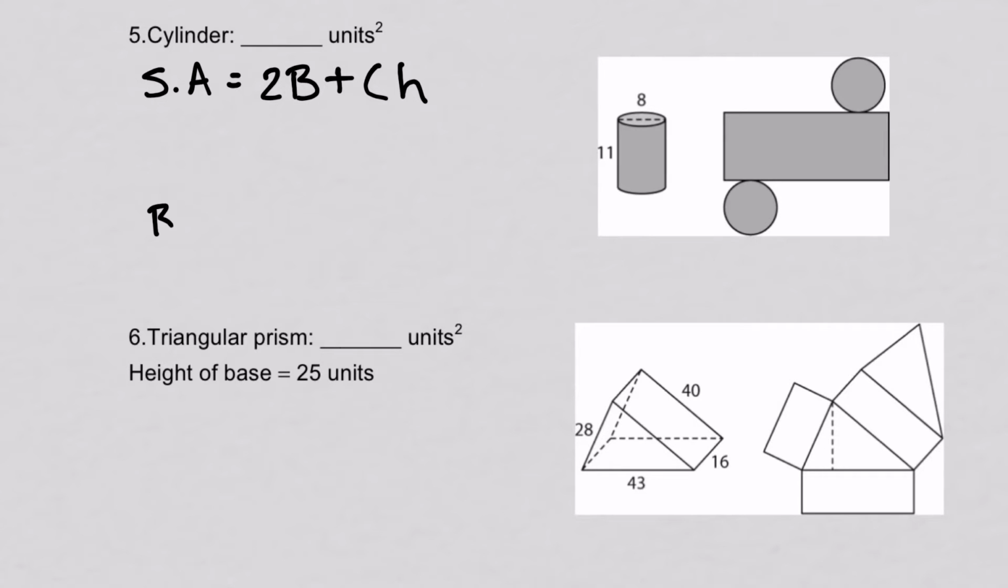We need B, the area of the base. We need C, the circumference of the base. And we need H, the height of the cylinder. Okay. So H is easy to find. It's 11. You can see right there that the distance from one base to the other is 11. The circumference is 2 pi r. And the base is pi r squared.